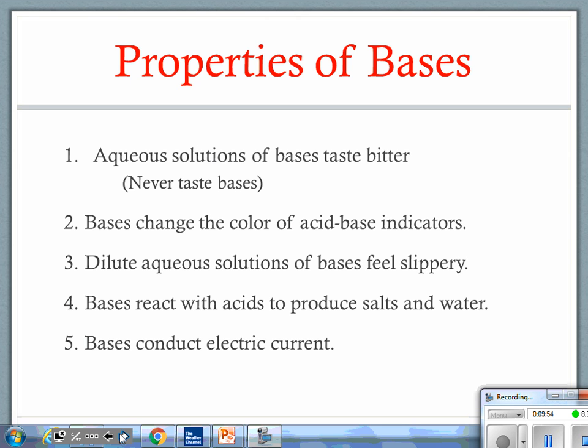Bases react with acids to produce salts and water. Once again, that's the neutralization reaction. Finally, bases also conduct an electrical current.